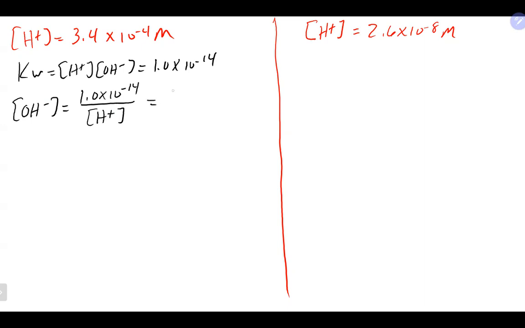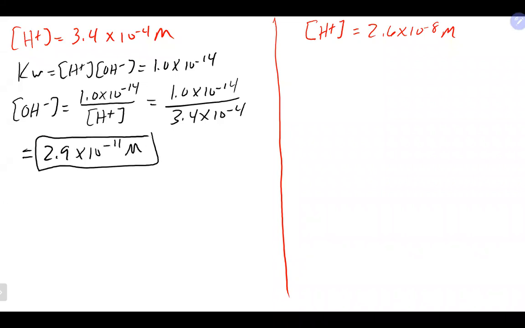So putting our numbers in, we get 1 times 10 to the minus 14 divided by 3.4 times 10 to the minus 4. Once again, we want to make sure that we use our exponent button. 1 exponent minus 14 divided by 3.4 to the minus 4. And that's going to give us a 2.9 times 10 to the minus 11 molar in this case. The molarity would be the same as the original concentration. Any questions first off on that calculation?